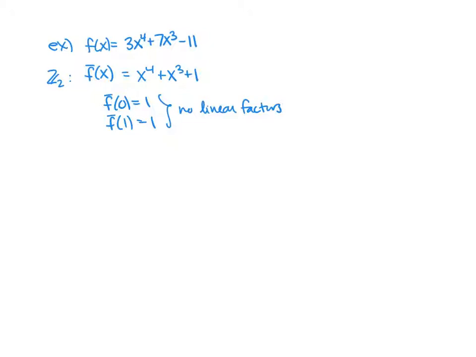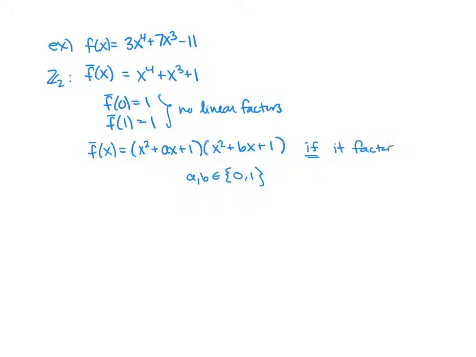So if it's reducible, then it would have to look like a quadratic times a quadratic. So x squared plus ax plus 1, times x squared plus bx plus 1, where a and b, remember, either have to be 0 or 1. We're in Z2. So if we can factor it, it would have to factor like this. So let's just show that that doesn't work out.